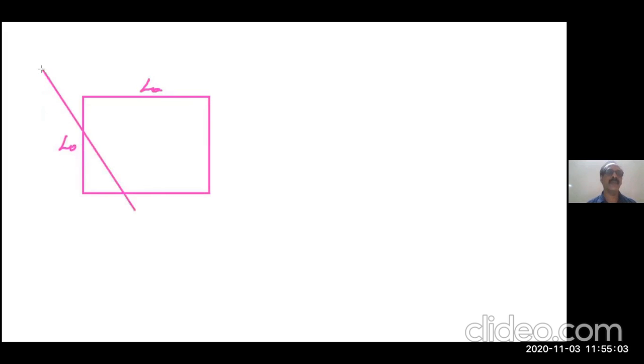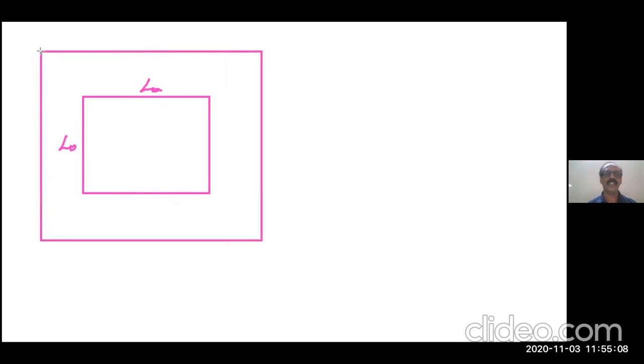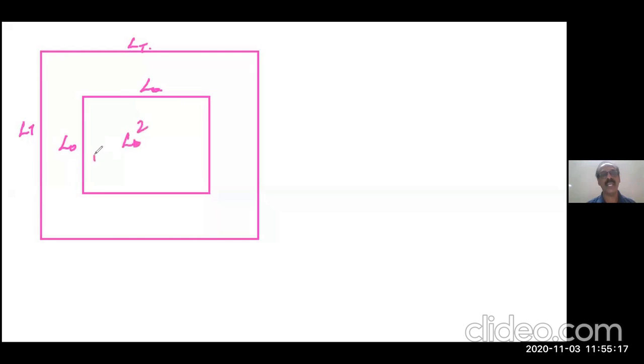Now, next one, the relation between alpha and beta. Relation between alpha and beta means suppose this is L0. This is also L0. After heating, each side increases to LT. L0, L0 become LT, and this also becomes LT. So totally, this is L0 squared, that is the area of this. Here it becomes LT, AT is equal to LT squared.